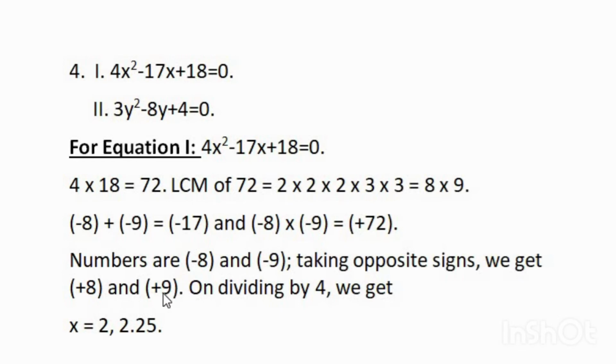Now dividing these two numbers by 4, that is the x square term, we will get 8 by 4, it is 2, and 9 by 4, it is 2.25. So the values of x are 2 and 2.25.